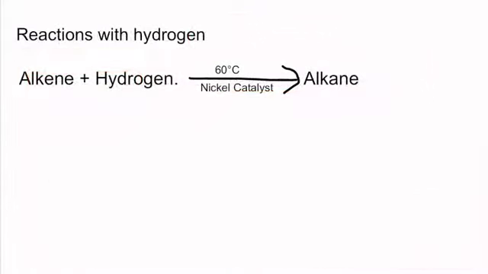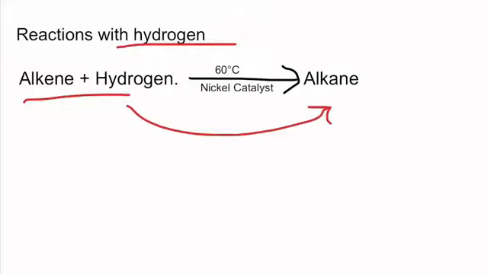Okay, so the second reaction that we're going to look at is reactions with hydrogen. The first thing that you'll notice is that we react alkenes and hydrogen, and this actually produces an alkane, the chemical compounds that we looked at in the last video. It's important to note that this reaction also takes place in the presence of a nickel catalyst and at 60 degrees. Now we're going to look at the display formulas to explain why this happens.